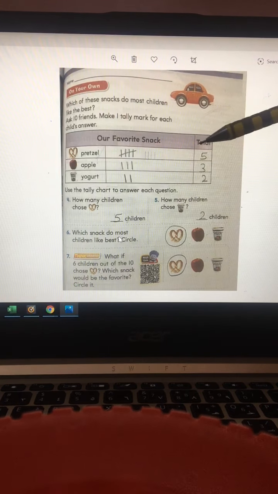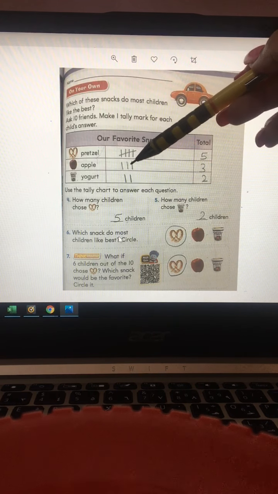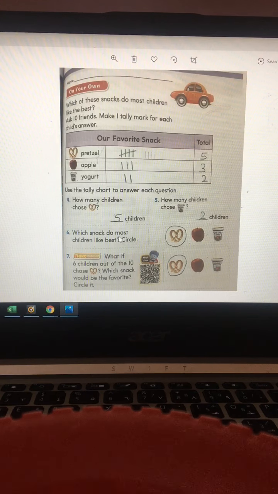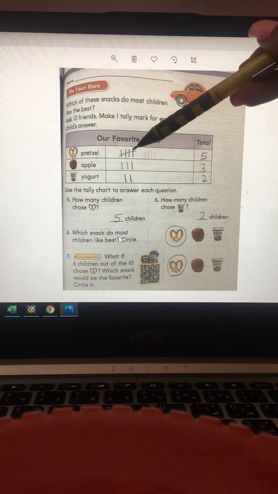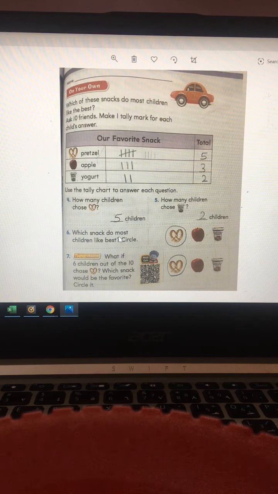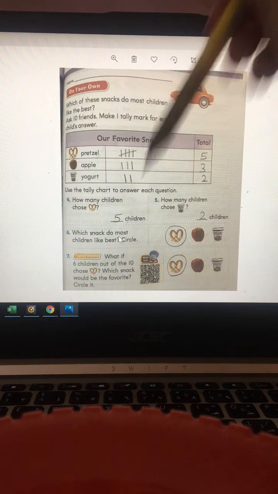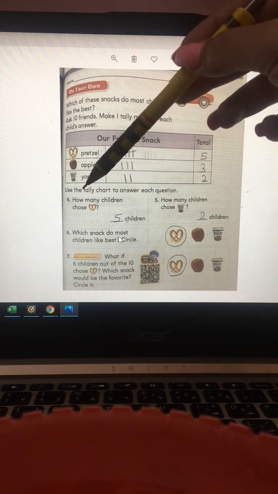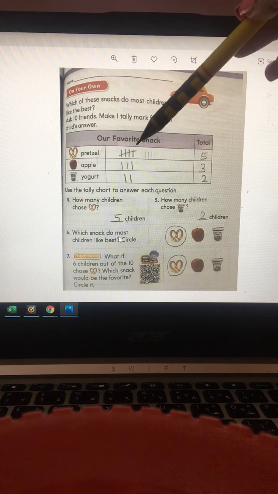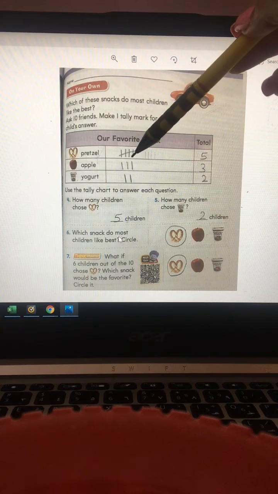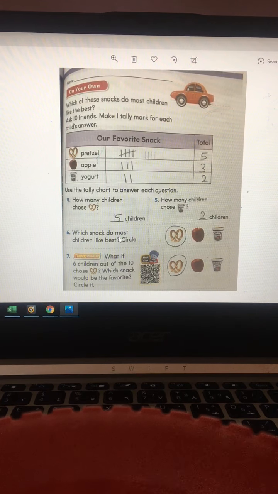Okay, so I chose 5 for pretzel, I chose 3 for apple, and 2 for yogurt. So these are the snacks that I have, and here are my tally marks. Here is 5, here 3, and here 2. Let's go over the questions together. How many children chose pretzel? This is, as we said at the beginning of our session, 5. So we are going to write 5.